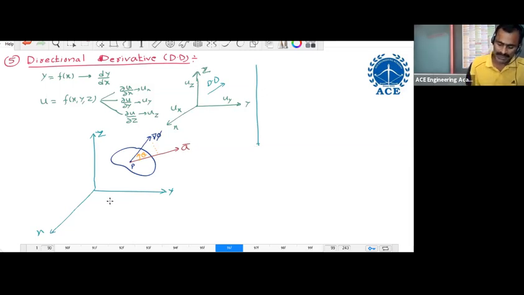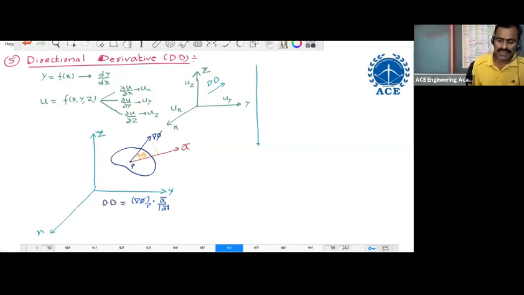And it is given by: the projection of del phi in the direction of a bar is given by del phi at p dot a bar by modulus of a bar only. This is the projection of vector del phi in the direction of a bar only. So to find the directional derivative of any given function at a particular point in some given direction a bar, we use this formula only.